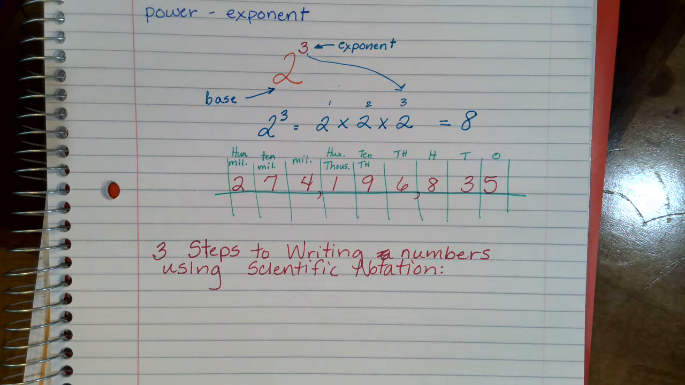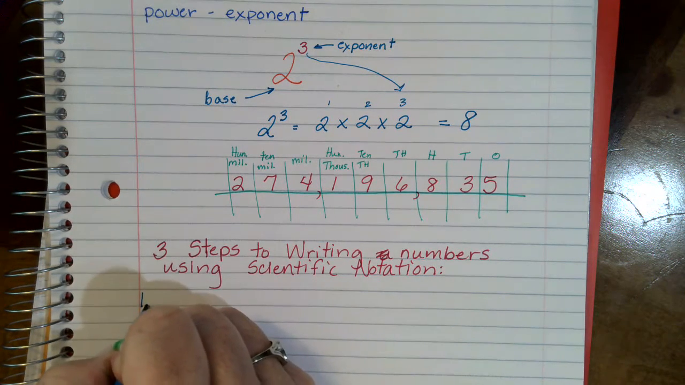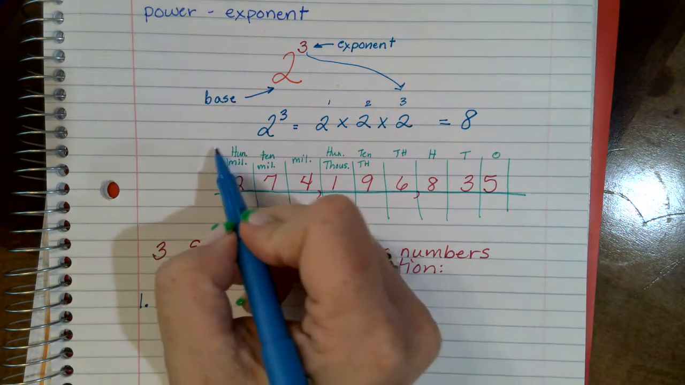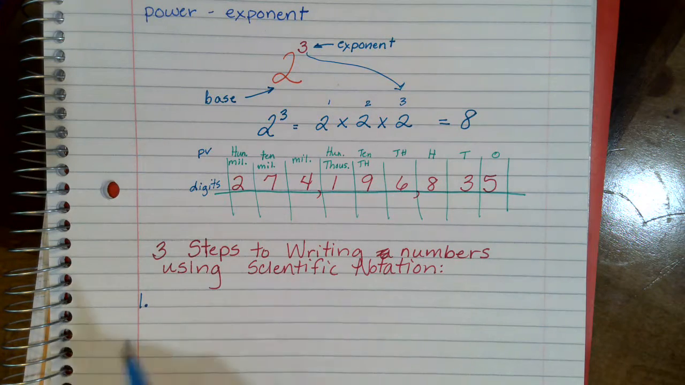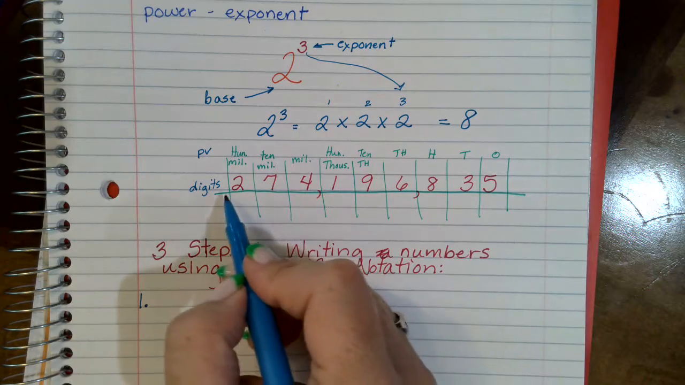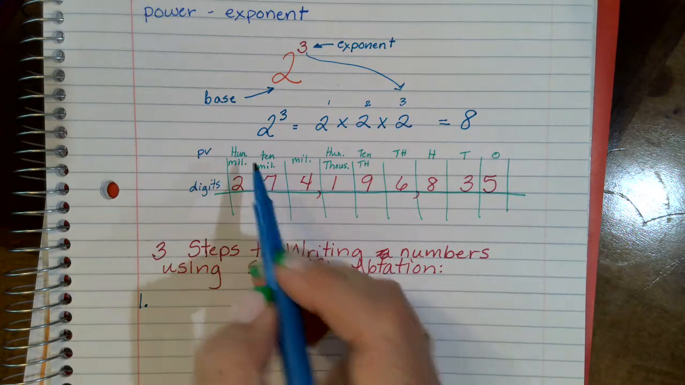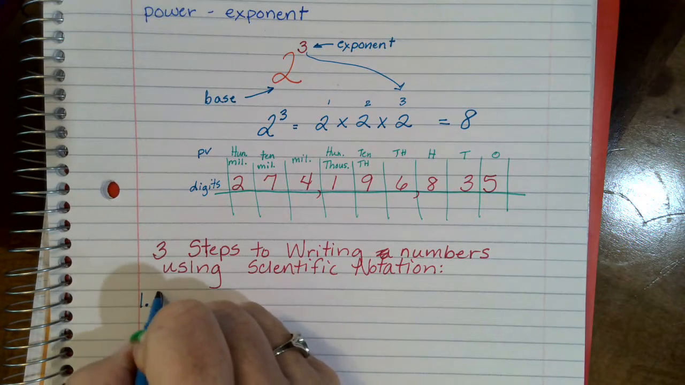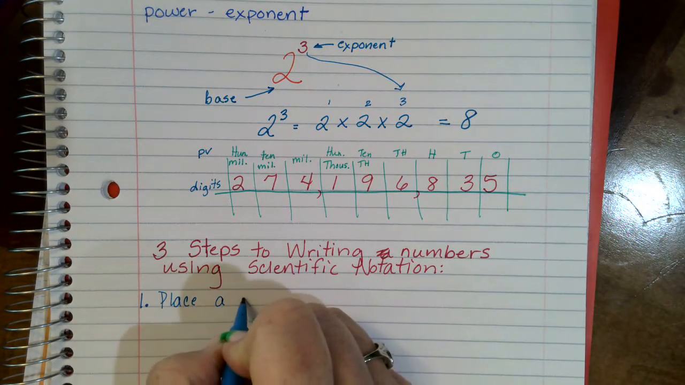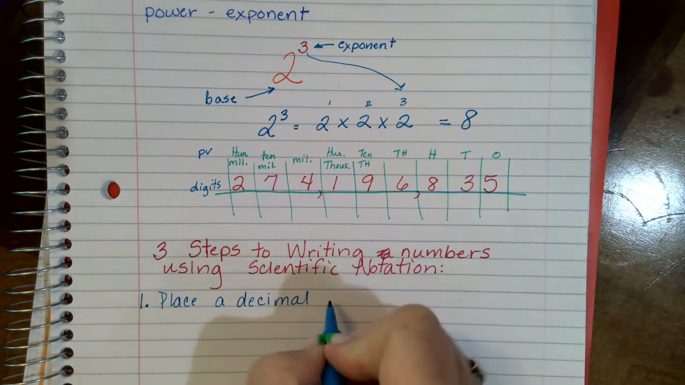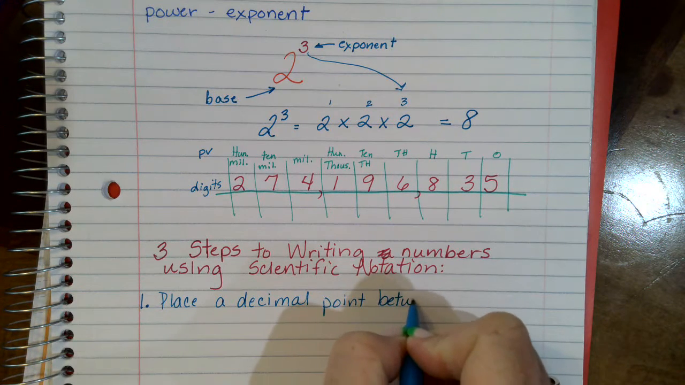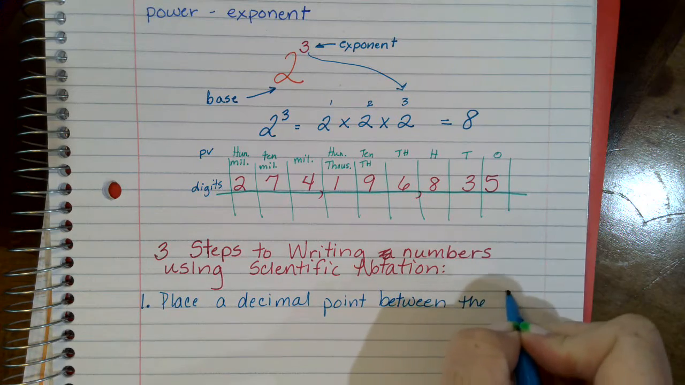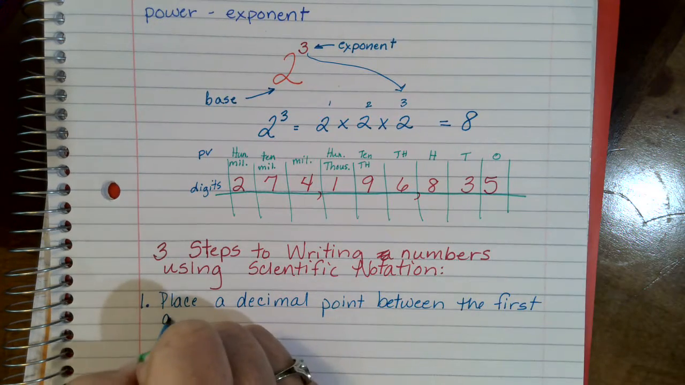Step number 1. Place a decimal point between the first and second digit in the number. So this is going to be between the largest place value. Remember, this is our place value and these are our digits. So it's going to be between the first and second digit in the number, or between the two largest place values. So let me write that down. Place a decimal point between the first and second digits.